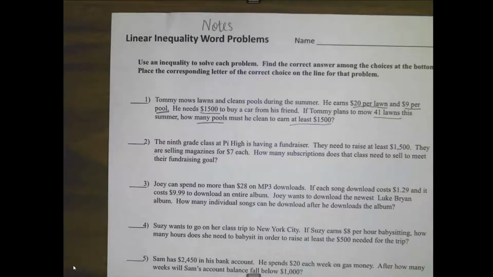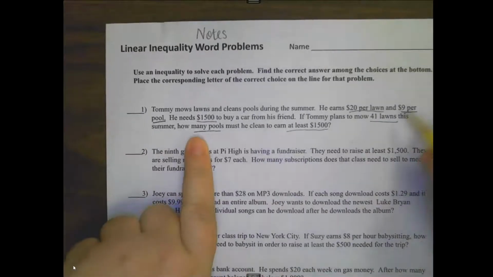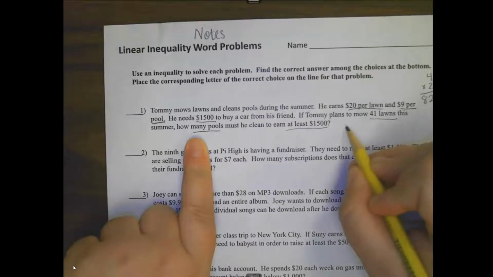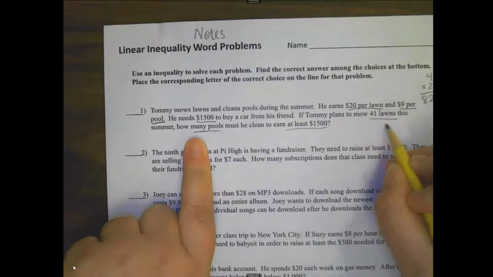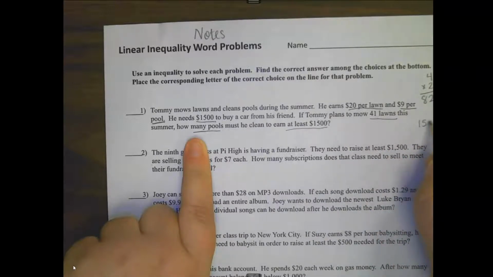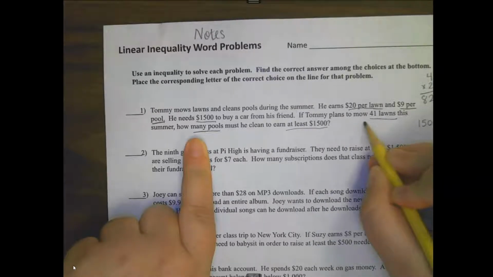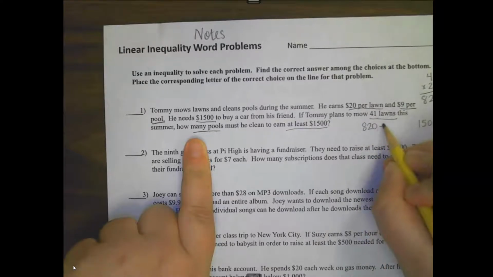All right, so $20 per lawn. So he's going to do 41 lawns. So I can go ahead and figure that out. 41 times 20. So he's going to earn $820. So $1,500 is his goal. He's already earned $820 from lawns, plus $9 per pool.